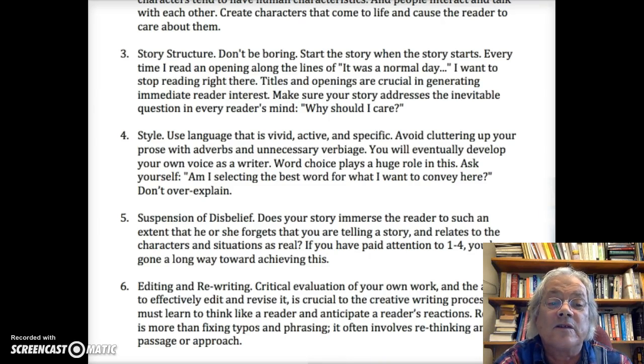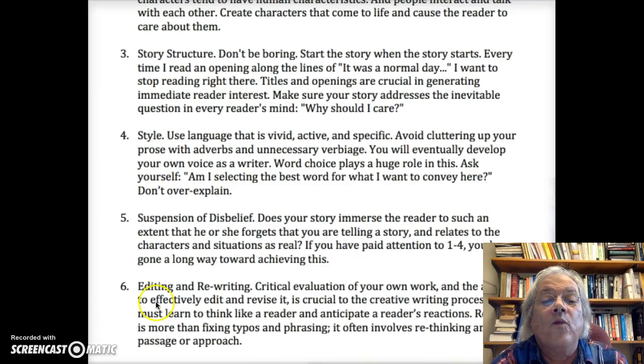So start the story where the story begins, leave out the stuff that's backstory. A good friend of mine says a story should never start with the ringing of an alarm clock. A story should never end with a sunset. Frame the story in the most dramatic way that you can.